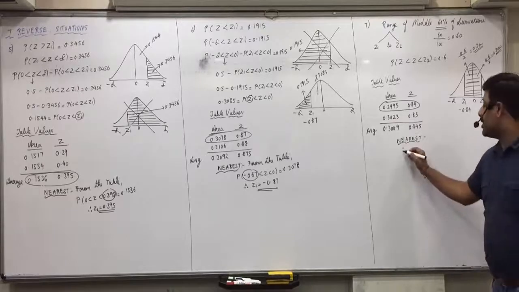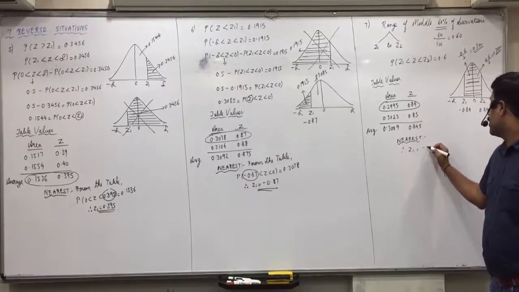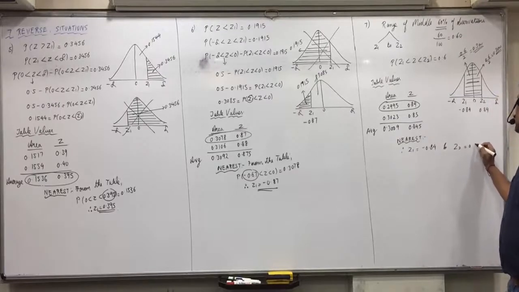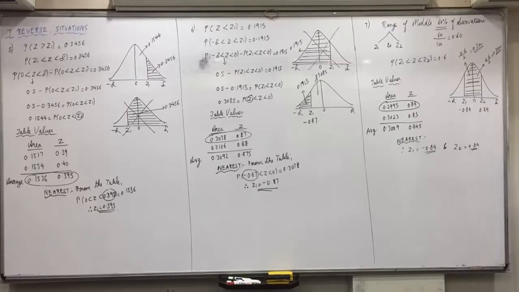So directly you say nearest Z1 is minus 0.84 and Z2 is 0.84. Completed. Did you all understand this?